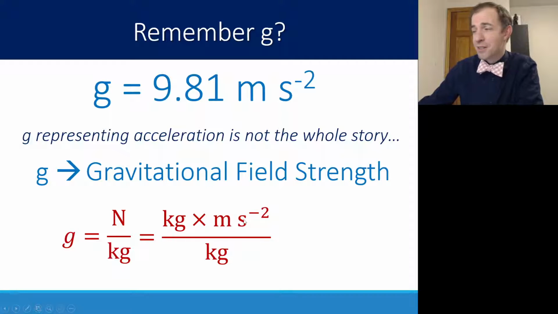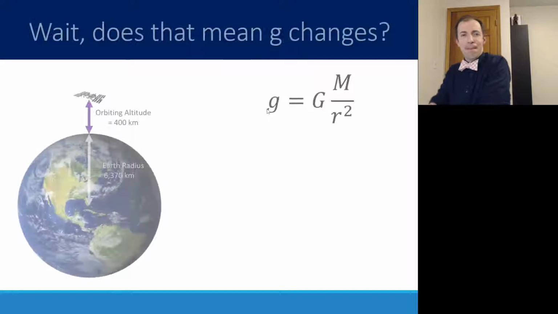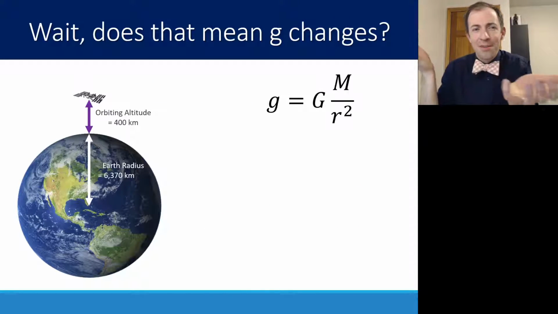Here's our mass, here's our acceleration. Well, if I present it like this, I can see pretty clearly that the kilograms are going to cancel, and it leaves me with just meters per second squared. So newtons per kilogram simplifies out to meters per second squared if you want it to. These are the same thing. We just used that as an acceleration before. So why might this be more useful?